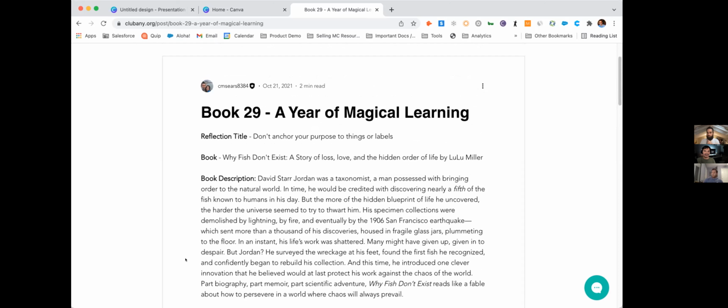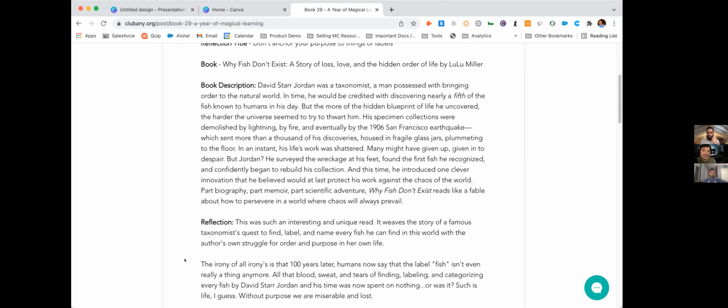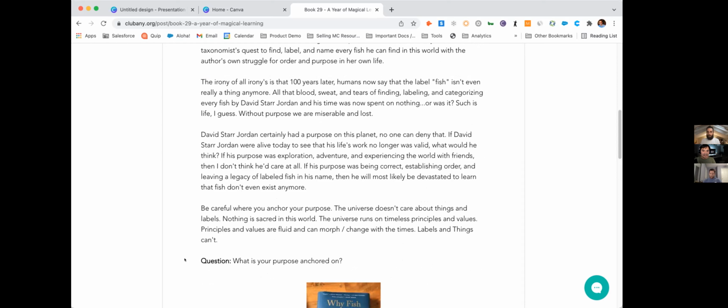Your values are great because they can morph and change with time. They're timeless principles, things that can change and adapt over time, and they withstand the test of time, from Jesus's time to now. Giving is giving, and love is love, and balance is balance, whatever it may be. Our universe runs on these timeless principles and values, and labels and things aren't the way the universe runs. That's how humans think, and we want to label everything, but anchor your purpose to your values, and I think you'll be happy in the long run.